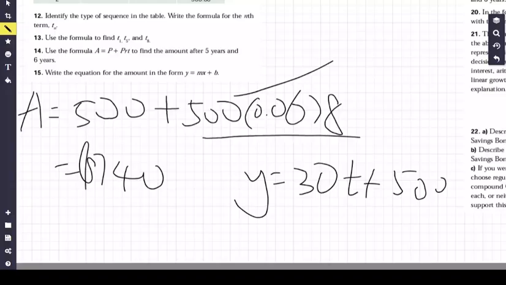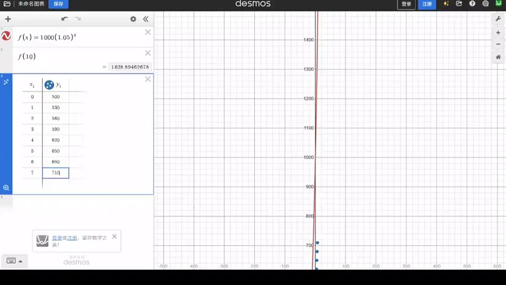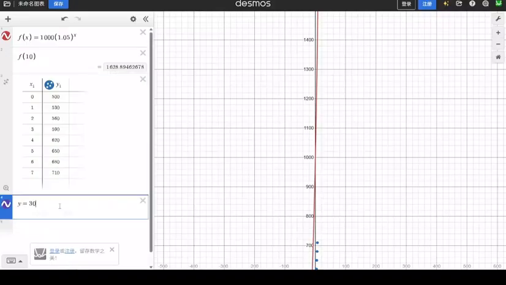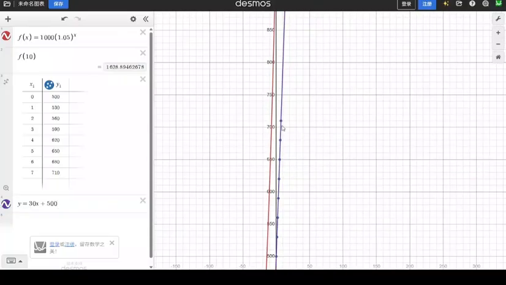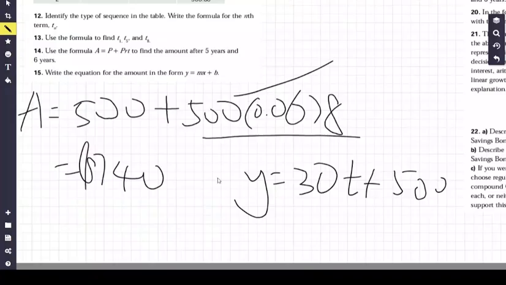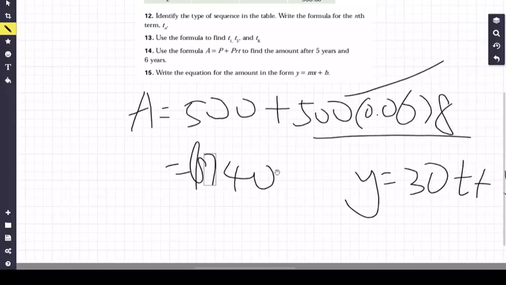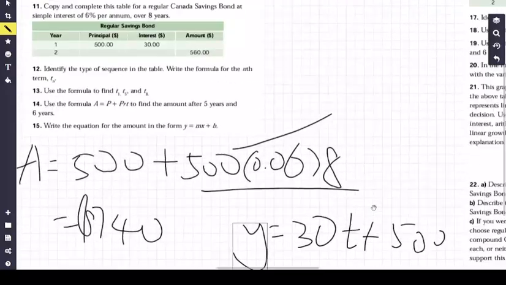So let's go ahead and check on Desmos to see if that actually matches with what we have. And you look at it, yes, indeed it does. We have all the points fitting on the graph. And that is it for our investigation of compound interest relationship with exponential growth.